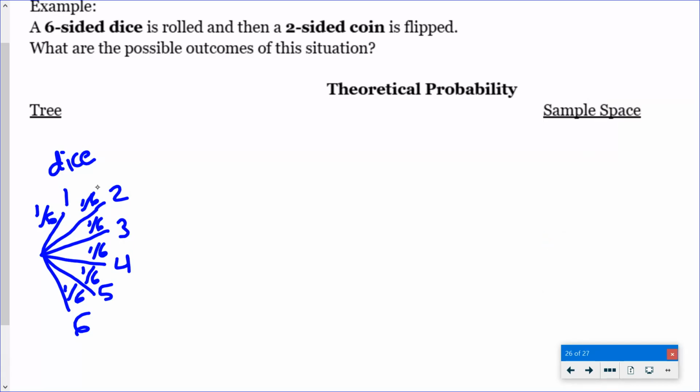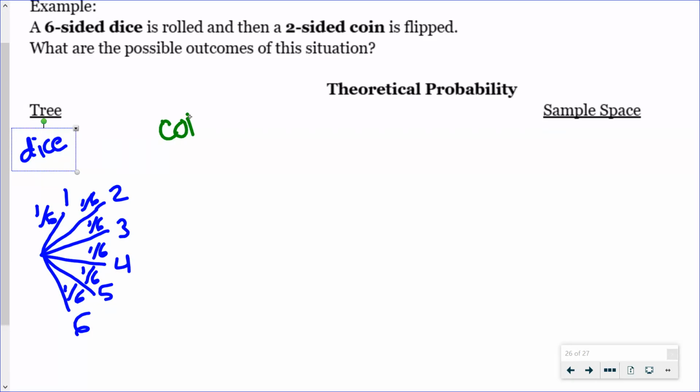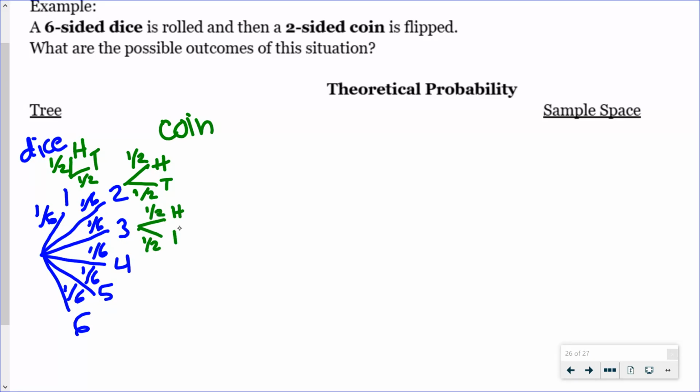Okay, next I'm going to flip a 2-sided coin. There are 2 sides to that coin, so there are 2 possible outcomes. I'm going to move my word dice here. There are 2 possible outcomes for the coin. I can roll heads or I can roll tails. Each of them has a 1 out of 2 chance of happening. Heads and tails, 1 out of 2, 1 out of 2. And it's going to be the same thing regardless of what happened with the dice.